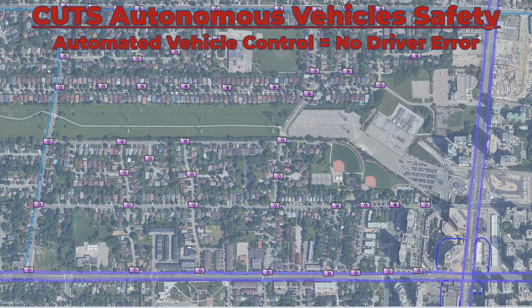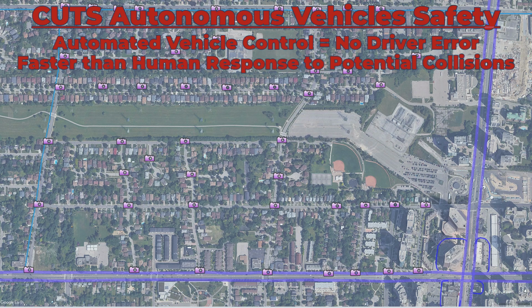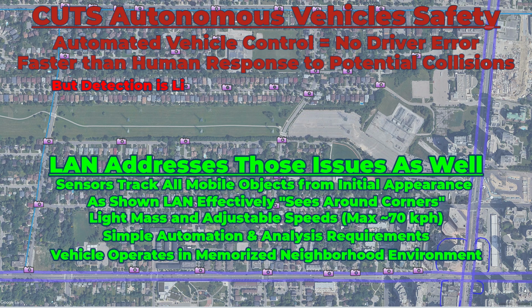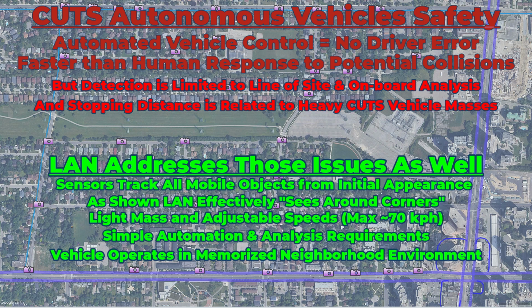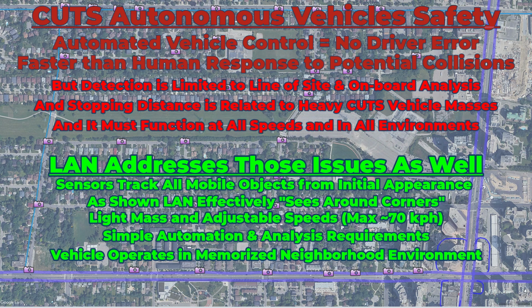The CUTS autonomous vehicle efforts also eliminate human error in the control of the equipped vehicles. They also provide quicker response to potential collisions as soon as they are detected. However, detection is constrained to events that are visible to the onboard vehicle sensors. The large size and mass of the CUTS vehicles also makes for large stopping distance once detection occurs. These factors limit the ability to avoid collisions caused by pedestrians, cyclists, animals, and any remaining human-controlled CUTS vehicles. LAN addresses all those limitations of the CUTS autonomous vehicle efforts.